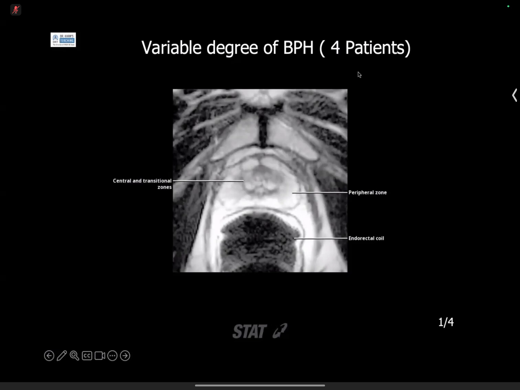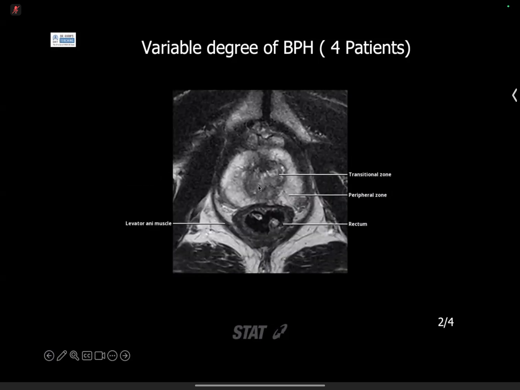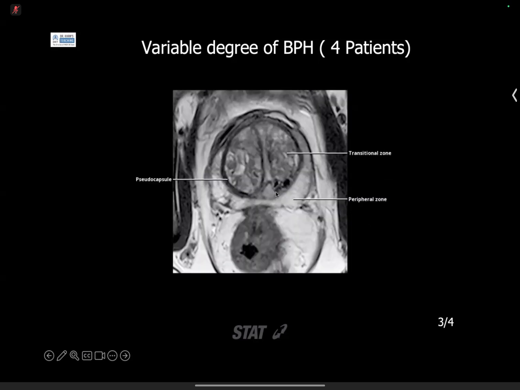Now, these are 4 different patients. If you see here on a T2 weighted sequence, the peripheral zone is high in signal intensity. And this is the transition zone, which is similar. This is a young patient. And then we have got BPH here. We can see the peripheral zone, which has got high signal. And the transition zone is this one, heterogeneous signal with hypertrophic nodules.